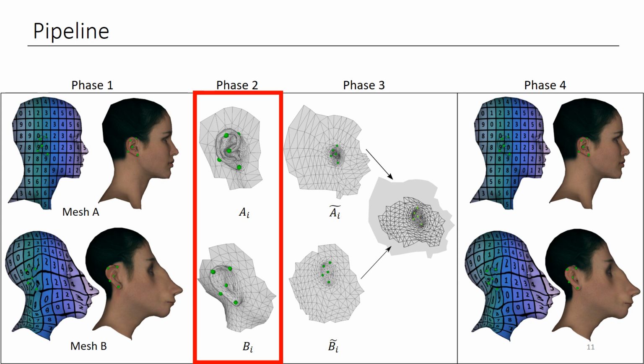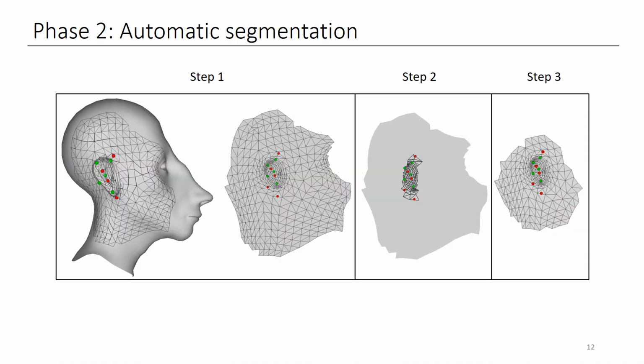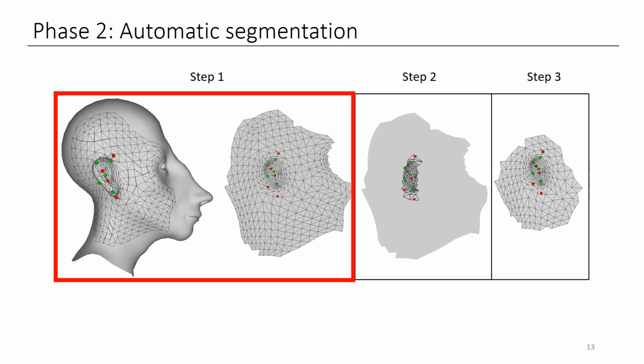Phase 2 provides segmentation for the local adjustment of the surface mapping. The segmentation phase has 3 steps. Step 1 grows an initial patch in 3D and 2D. Our main goal is to extract a single connected component. The initial patch allows for the planar parameterization.